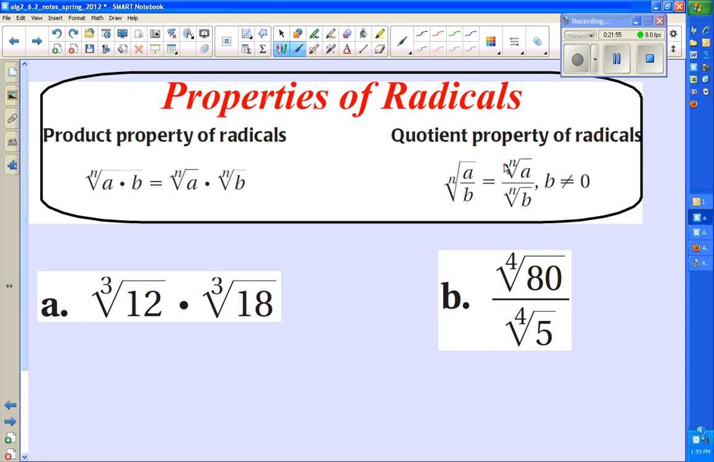Works in both directions, so I have the cube root times the cube root. If we multiply 12 and 18, what do you get? 216. Cube root of 216 is what?